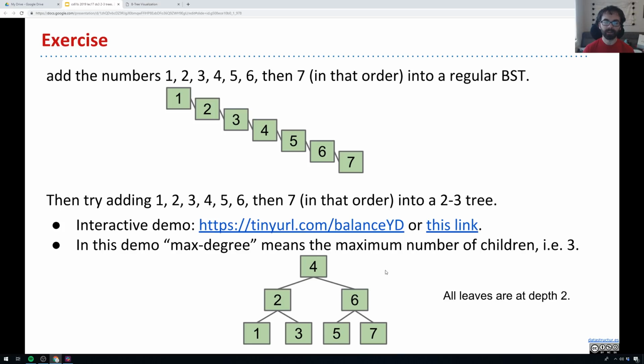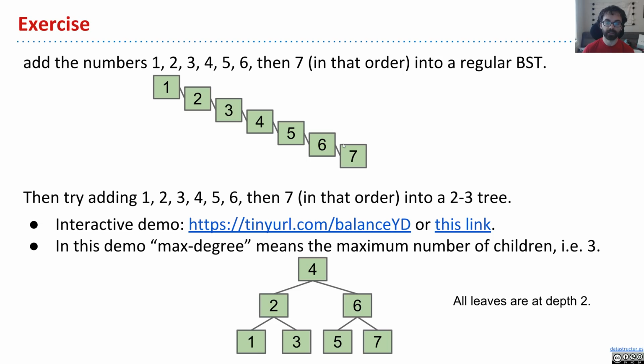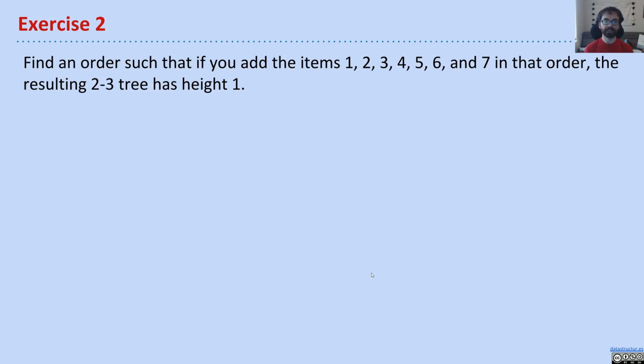Great. Okay, next challenge. What I'd like you to do now is pick a different order, adding the numbers 1, 2, 3, 4, 5, 6, 7, so that the resulting tree has height 1. So the tree we just did had height 2. I want you to give me an order where it's height 1. So pause the video, and I'll give you my answer.